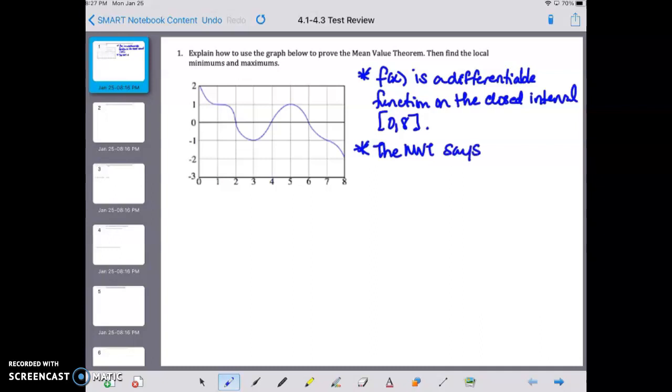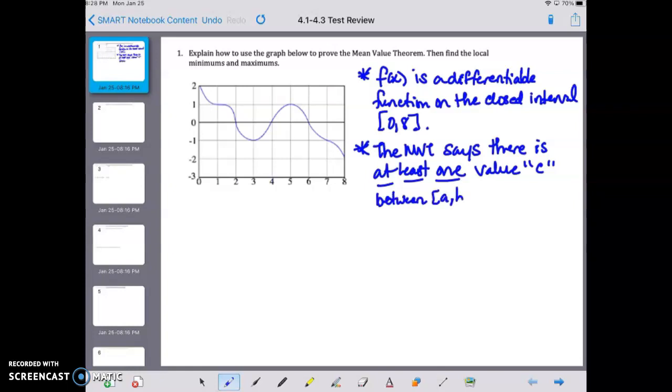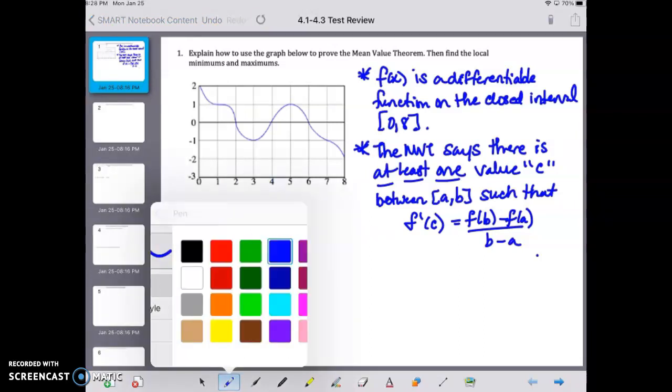the MVT says, there is at least one value, perhaps more, but there is at least one value, and we're going to call it c, between a and b, such that f prime of c, which is the derivative at c, also known as the slope at c, is equal to f of b minus f of a over b minus a, which is the equation for the slope between the points a and b.